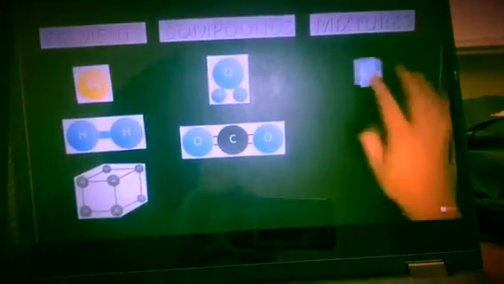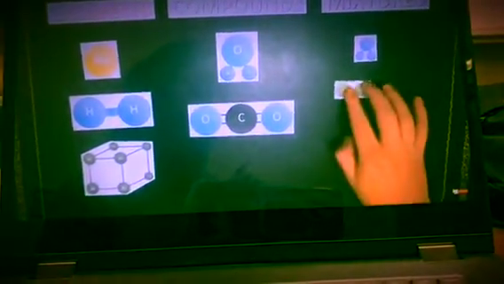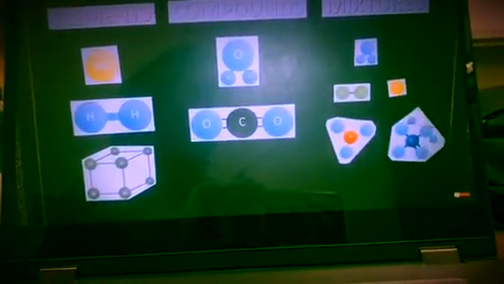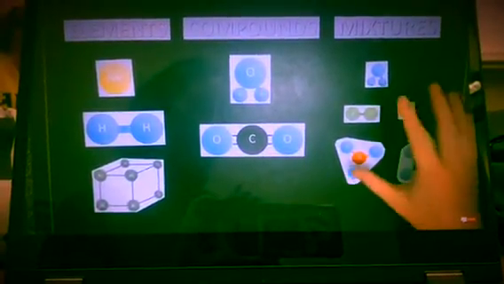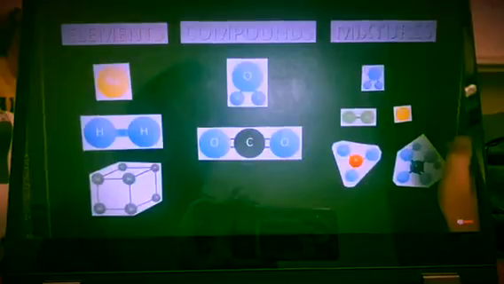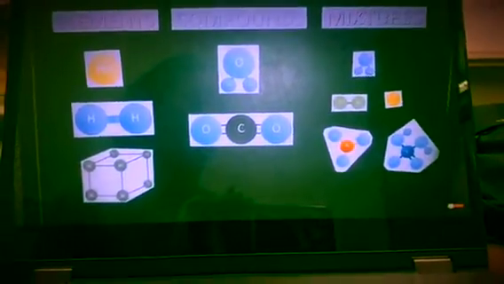Lastly, we have mixtures, and mixtures contain a whole bunch of different elements and compounds, and we don't necessarily know the proportions of the elements within a mixture, unlike in a compound where we know exactly what the proportions of the elements are. And for this reason, we can't give a chemical formula for a mixture because we don't actually know the proportions of the elements.